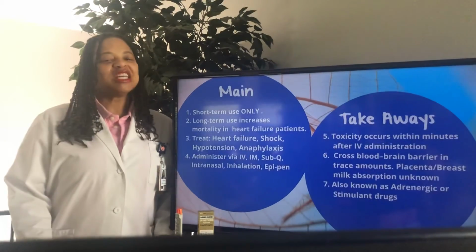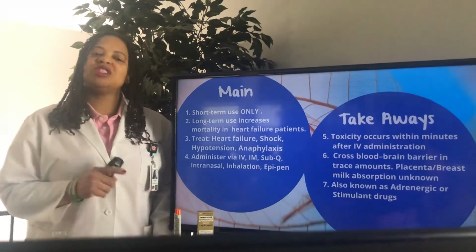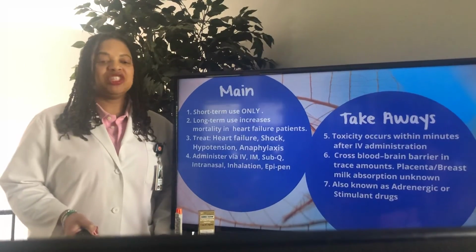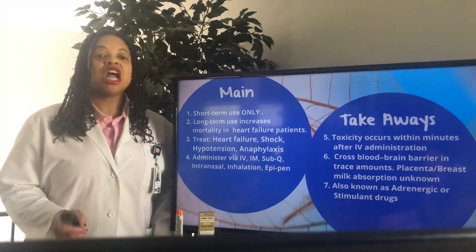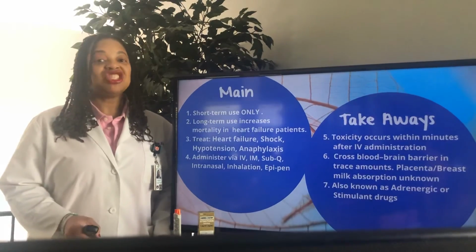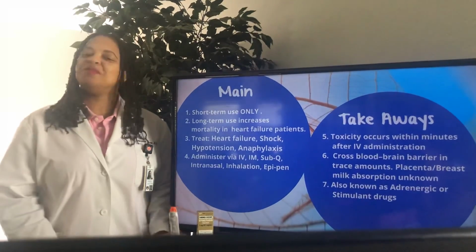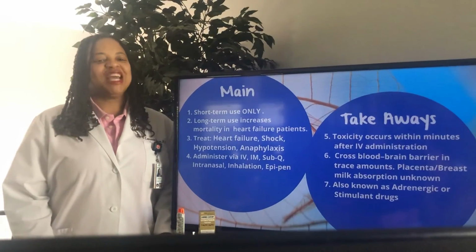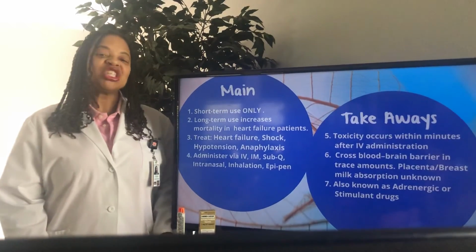The main takeaways for these medications is short-term use only. Long-term use is going to cause mortality for heart failure patients. These medications are used for heart failure, shock, hypertension, and anaphylaxis. Don't forget the EpiPen. And IV, IM, subcu, intranasal, and inhalation are the other ways to administer.